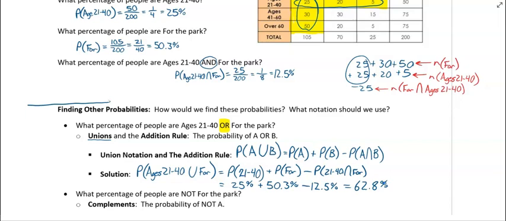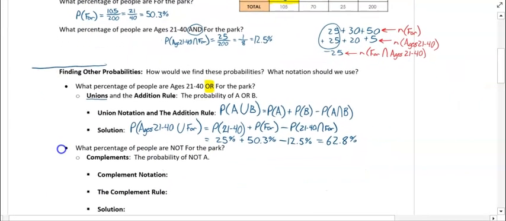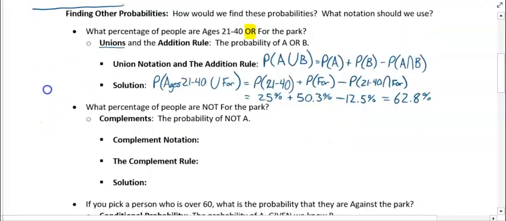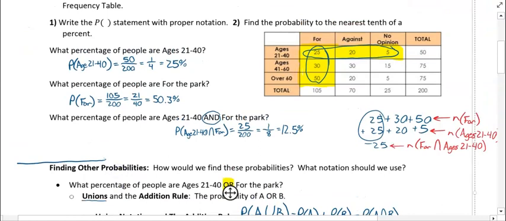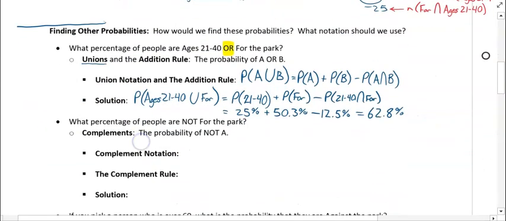So that's our first new type. Now we have this idea of a complement. A complement we actually mentioned yesterday. I mentioned the complement principle, but there is some notation here that we want to recognize. The idea here is that we want the people who are not for the park, and you might say, oh, so they're against the park. Well, actually, there were other options. They could be against the park, or they could also be of no opinion. They could say, I don't care if we have a park or not.